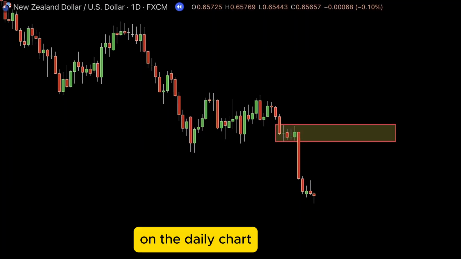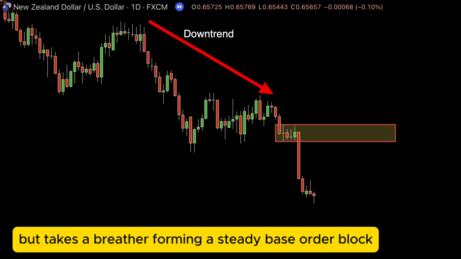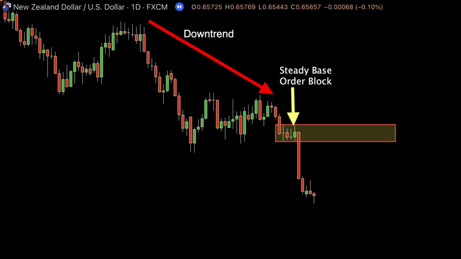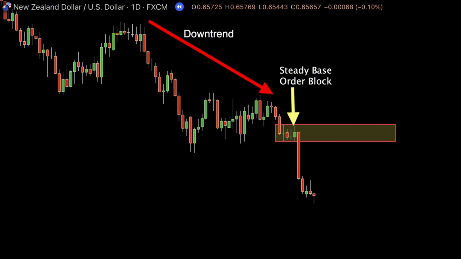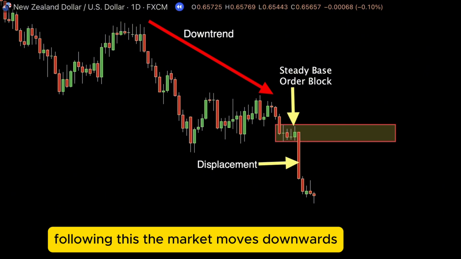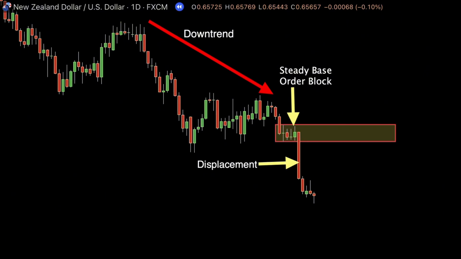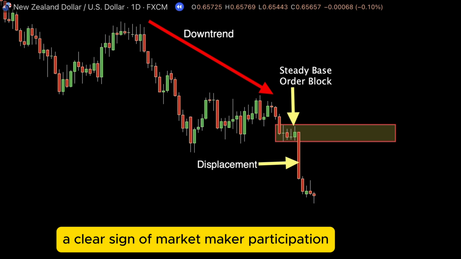On the daily chart, the market is in an overall downtrend but takes a breather, forming a steady base order block after a bearish move. We observe a 4-candle sequence where the price consolidates without breaking the highs or lows of the previous candles. Following this, the market moves downwards in what's known as displacement, a clear sign of market maker participation.